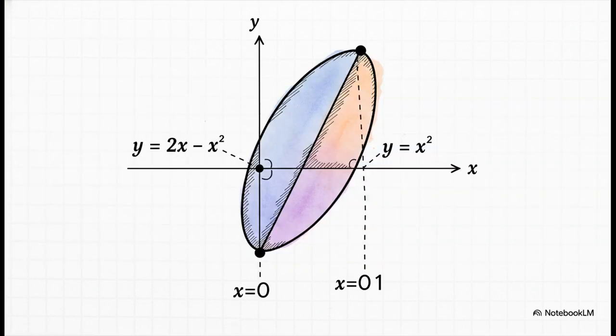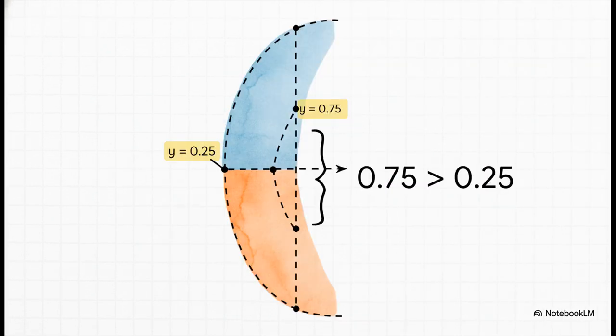Okay, here's our problem. We've got two parabolas. To find out where they meet, you just set their equations equal to each other. A little bit of algebra, and you'll find they cross paths at x equals 0 and x equals 1. And just like that, we found the a and b for our integral. All right, step 2. We need to know which curve is on top between 0 and 1.